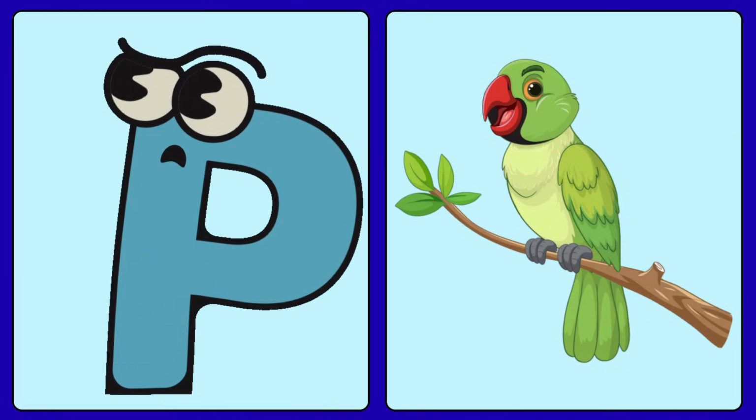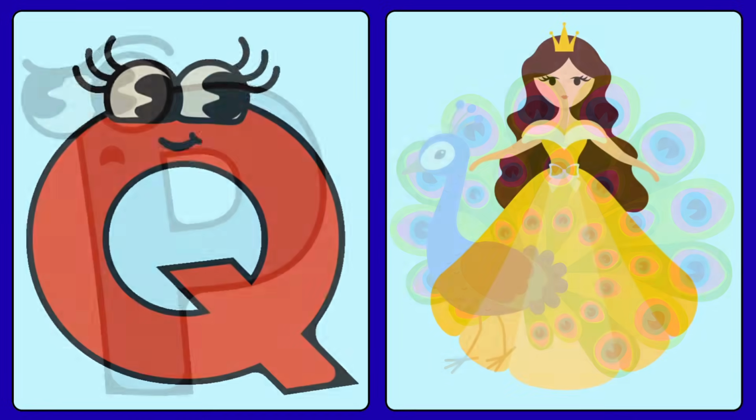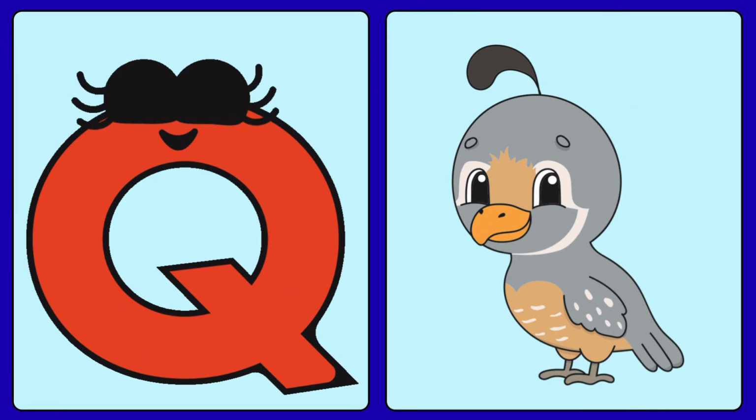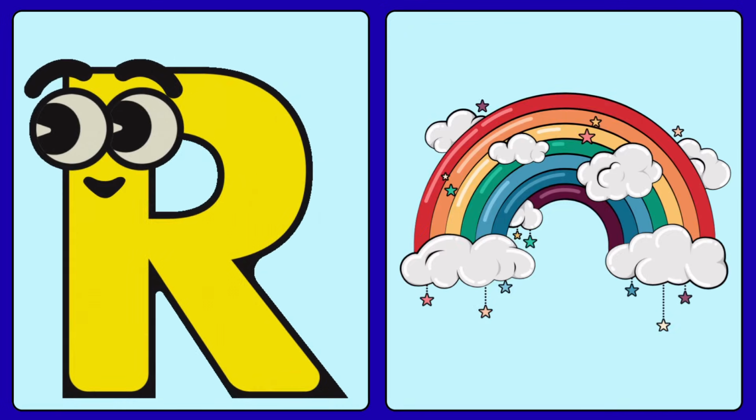P for parrot. P for peacock. Q for queen. Q for quail. R for rabbit. R for rainbow.